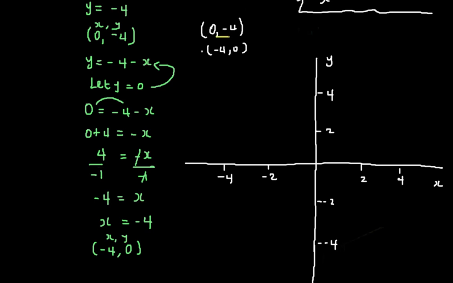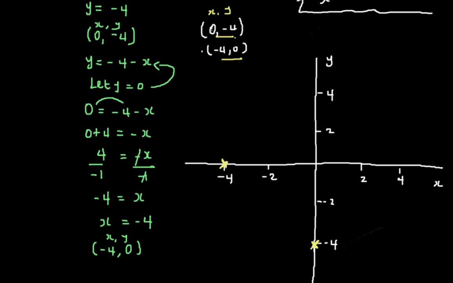Let's do the first one. Remember x, y. When x is 0, y is minus 4. So we come to the y-axis, minus 4, and then we mark it. So x is 0, y is minus 4. The second value, when x is minus 4, y is 0. So we come to the x-axis, look for minus 4, and mark. So at this point, x is minus 4, y is 0.